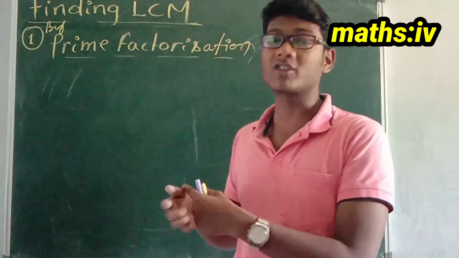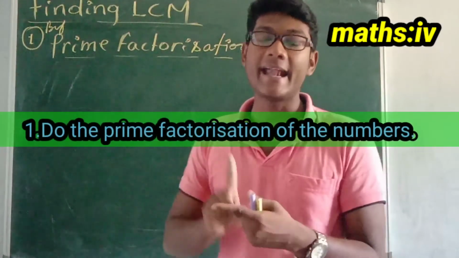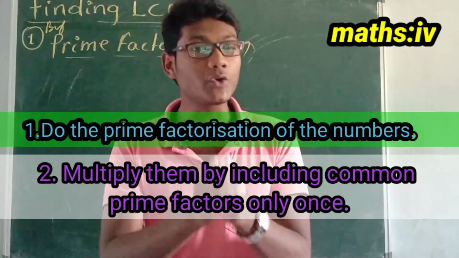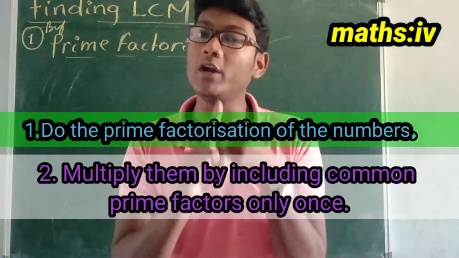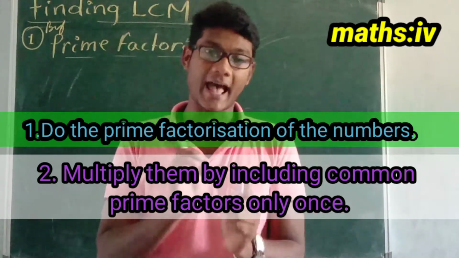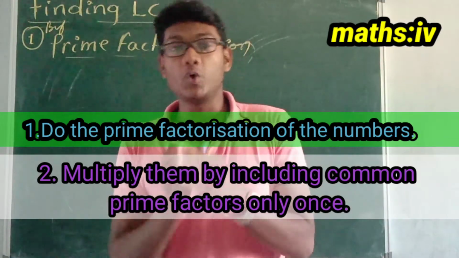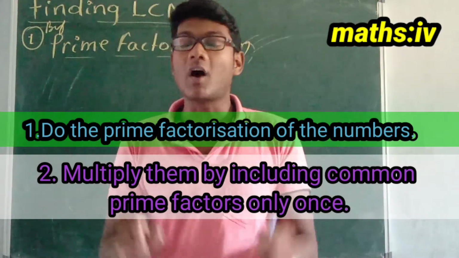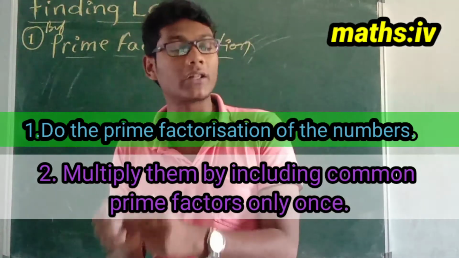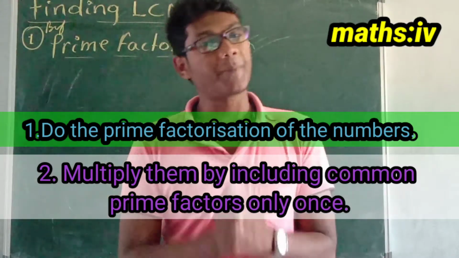Firstly, do the prime factorization of the numbers. And now multiply all the prime factors. But mind it, you should take common prime factors only once. Are you clear? Let me repeat. Step 1, you should do prime factorization of all the numbers. And next step, you should multiply all the prime factors, including the common prime factors only once.